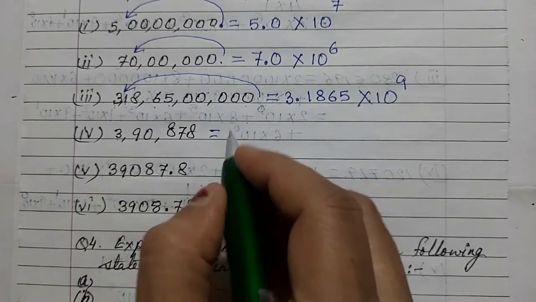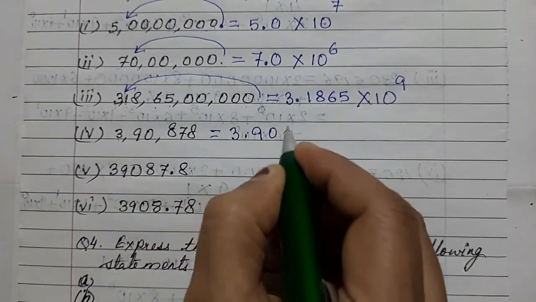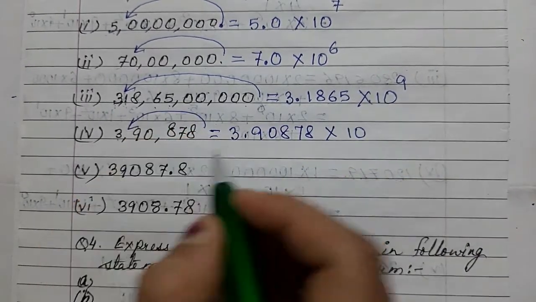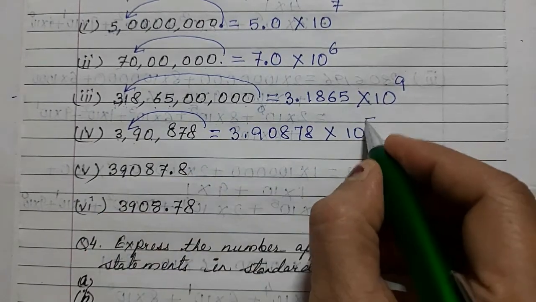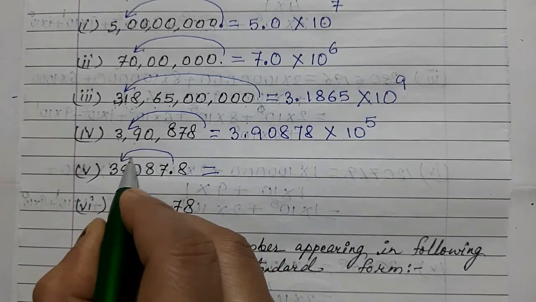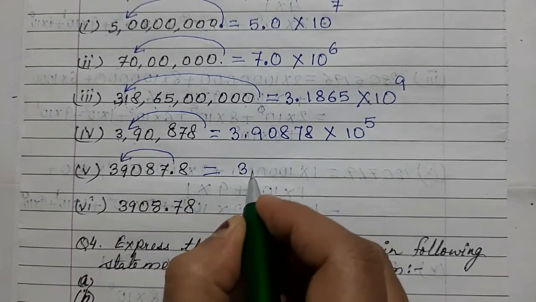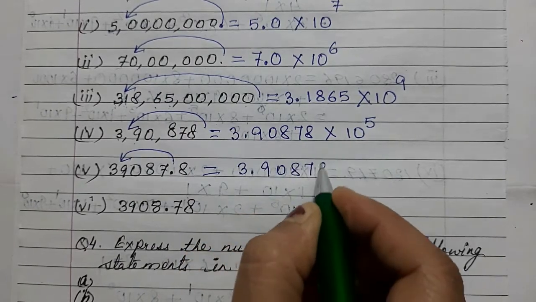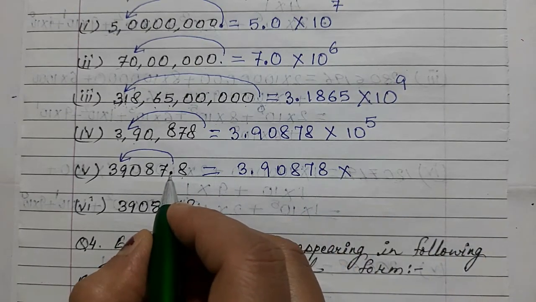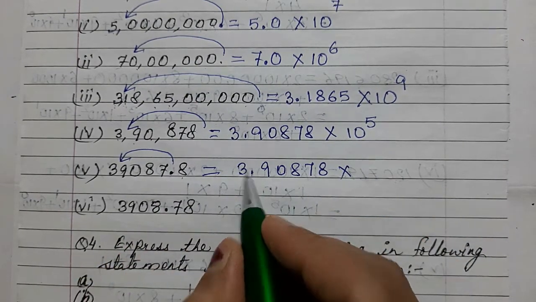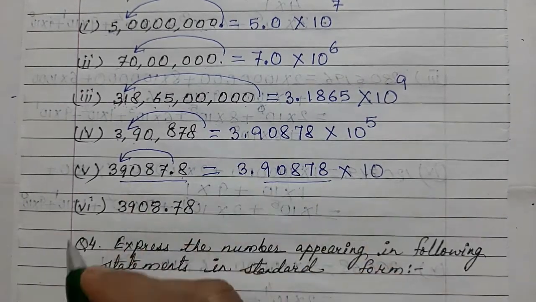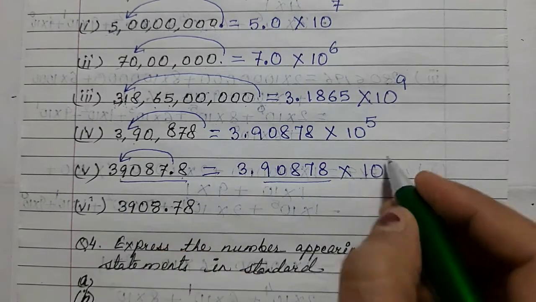Decimal will come after 3. So after 3, 9, 0, 8, 7, 8. And decimal moves ahead. How many digits? 1, 2, 3, 4, 5. Here decimal is here and it has to come just after 3. So 3.90878. We keep this also. Just we are shifting the decimal space. So decimal space is shifted, rest all will be there. Now multiplied by what? How many places it has moved ahead? 1, 2, 3, 4. 10 to the power 4.